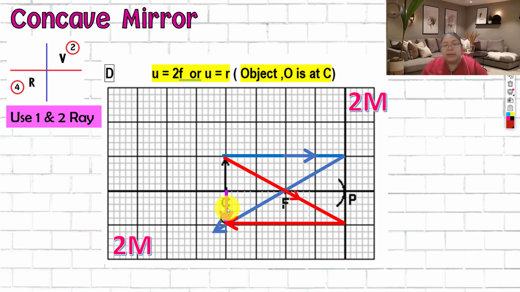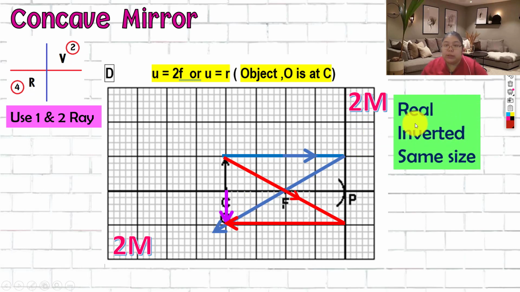So from here, this one is a special situation. Just like just now, U equal to F, you get infinity. This one is U equal to 2F, you get the same size. So we see the characteristics: real, inverted, same size. Then we go to the last one. The last one is the object moved again behind the C.